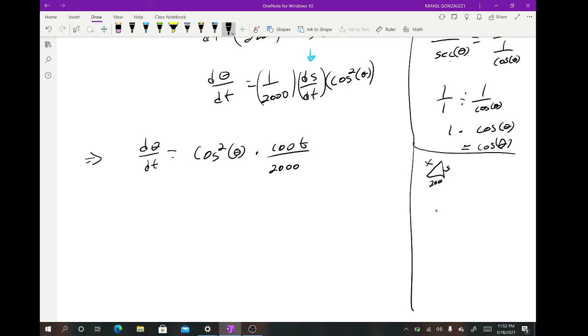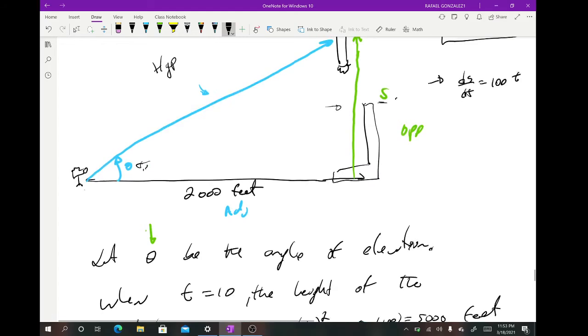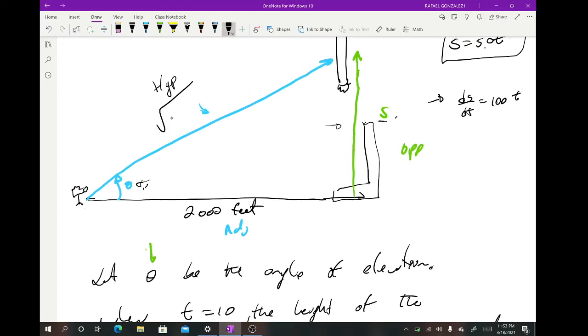And we're looking for x. So that means that x squared is equal to s squared plus 2000 squared. That's by the Pythagorean theorem. So that means that x is equal to the square root of s squared plus 2000 squared. So that is actually what the hypotenuse is by the Pythagorean theorem. This is the square root of s squared plus 2000 squared.